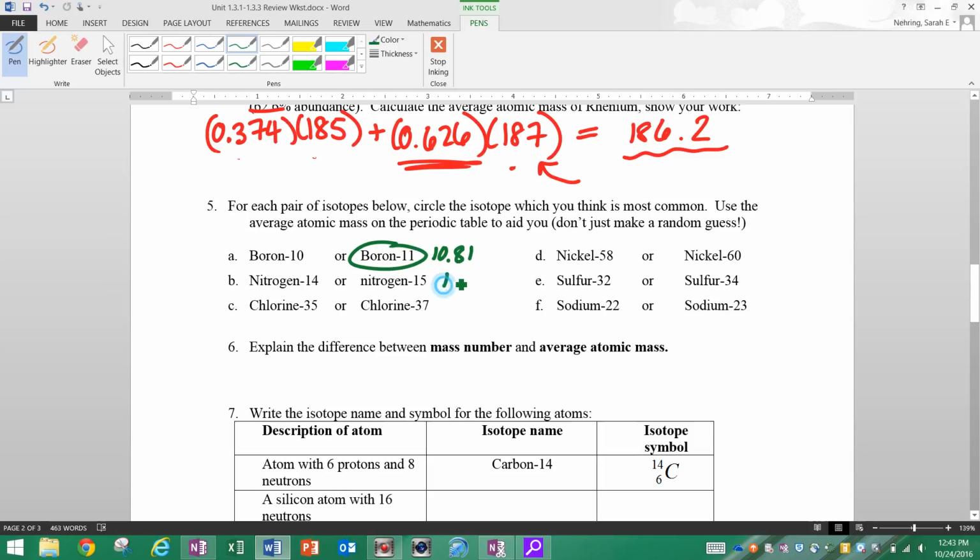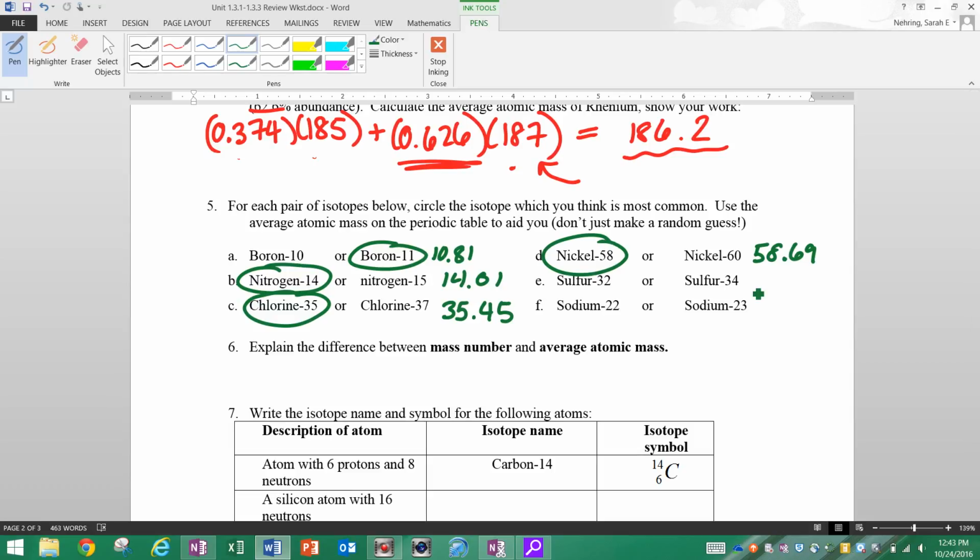Okay. Nitrogen's average atomic mass is 14.01. That is very close to 14, so I'm assuming this is the most common version of nitrogen. Chlorine's atomic mass is 35.45. That is closer to 35 than it is to 37. Nickel average is 58.69, so that means nickel-58 must be the more common version of nickel. And then sulfur, 32.06 is its average, so that tells me the isotope with a mass of 32 is more common. So again, you're looking for the isotope that is closest to your average. And then sodium is 22.99. This is closer to 23 than to 22.